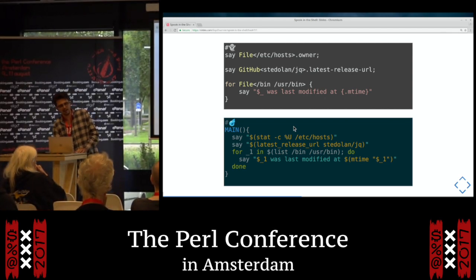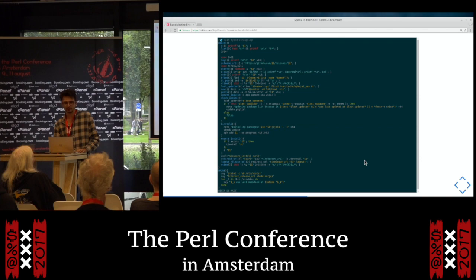So this is what it actually compiles out to. You get stat, which is the best way to find the owner of a file, and that actually got inlined. So the composition phase actually inlined the definition of that method into the call. Then you've got the latest release URL, which didn't get inlined because it was too complicated to inline, and then that's what the for loop roughly compiles out to. That's what it actually looks like.